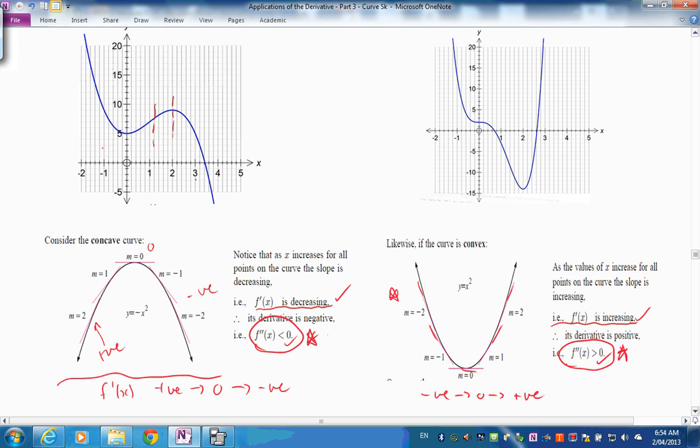We could look at the value of the second derivative in any of those regions and have a look at where it would be increasing or decreasing. So we're going to get into a little bit more detail on these functions now.